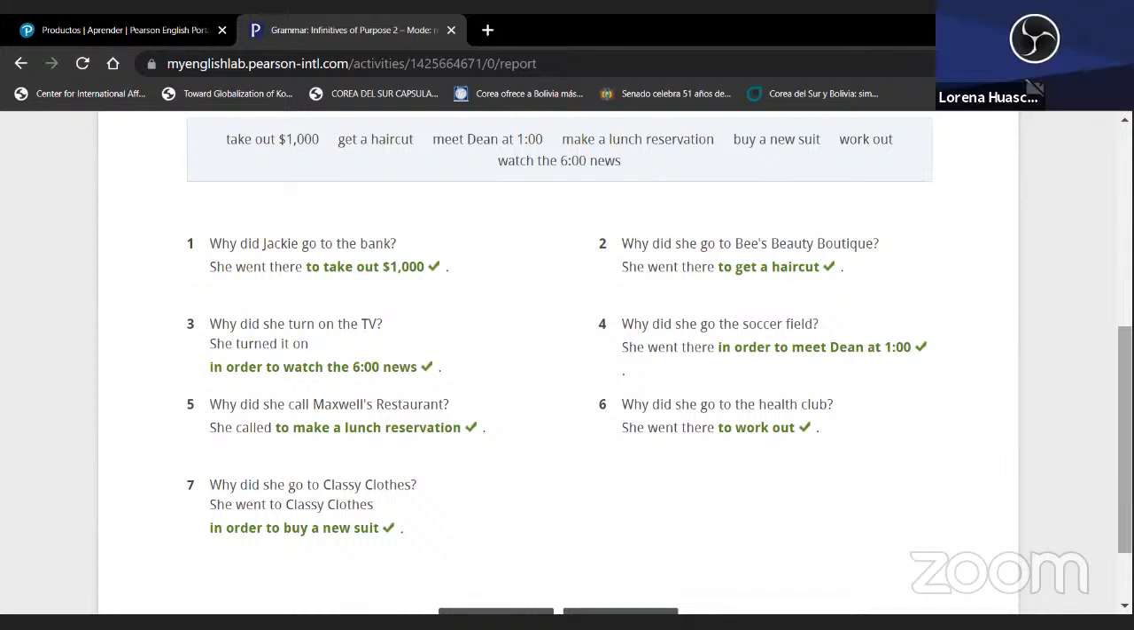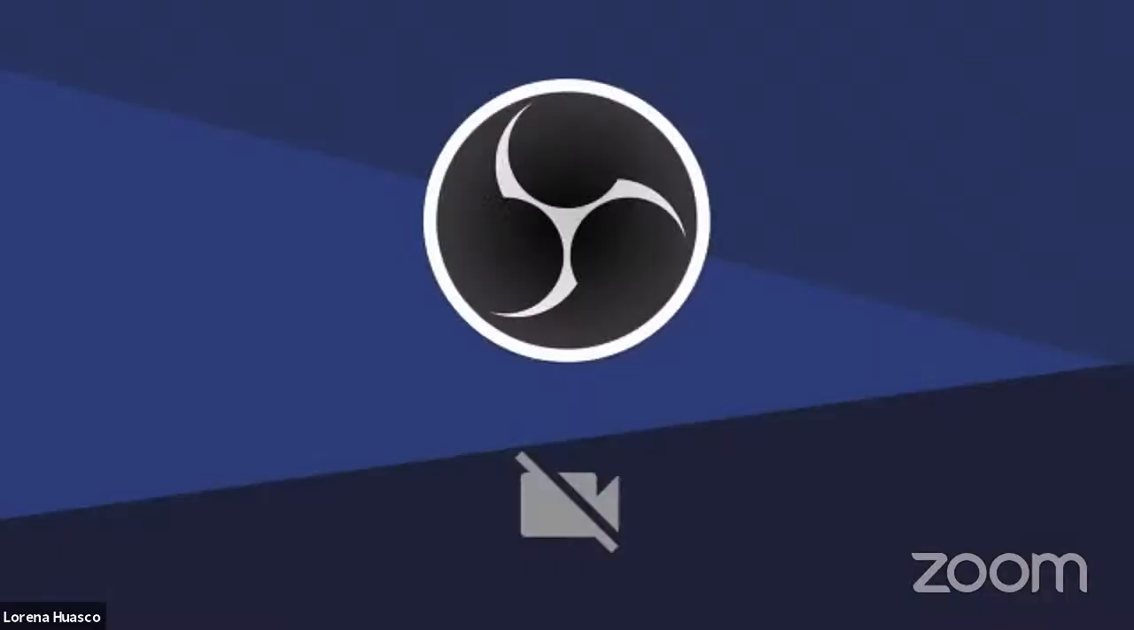Okay, Gabby. So, today we're going to finish here. And tomorrow we're going to do maybe modals of necessity or participle adjectives, okay? One of them, because Monday we're going to finish with the other one, okay?